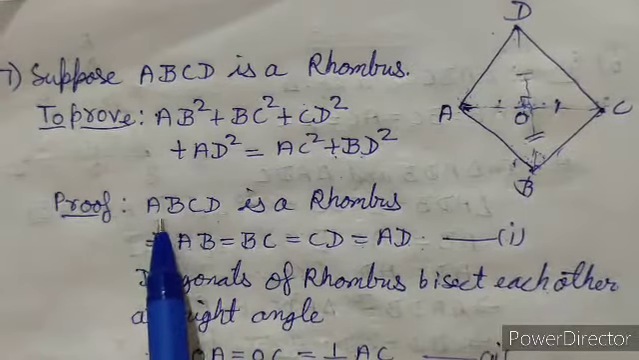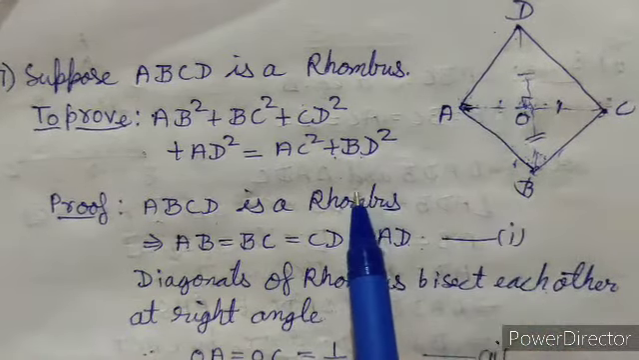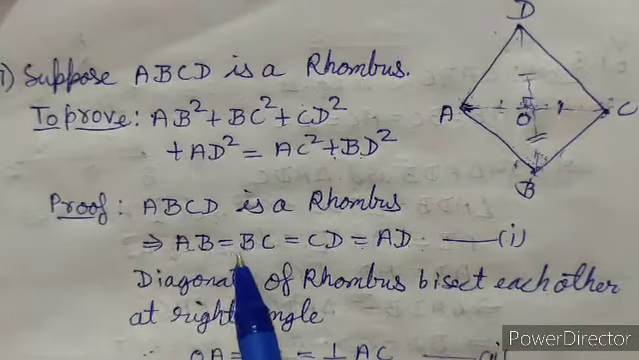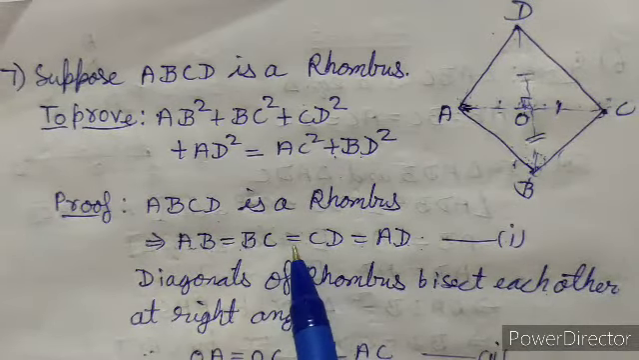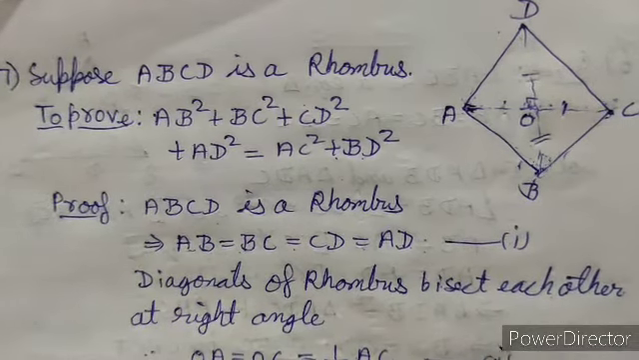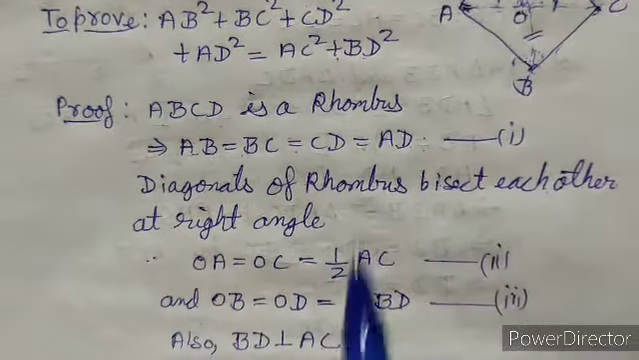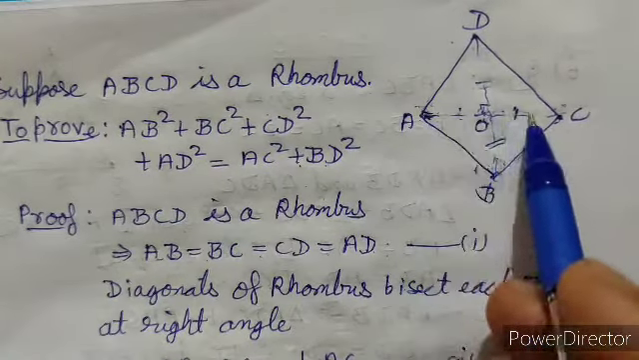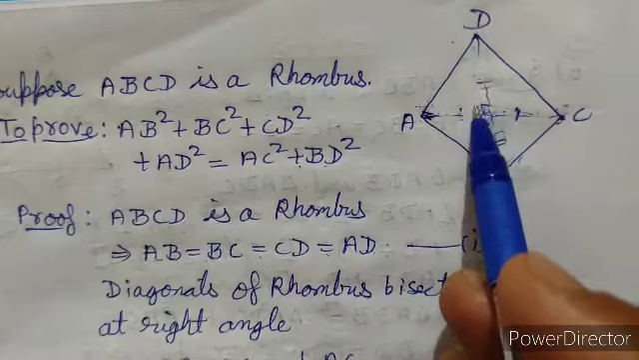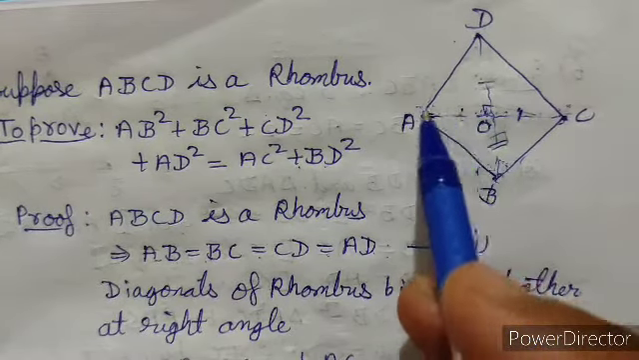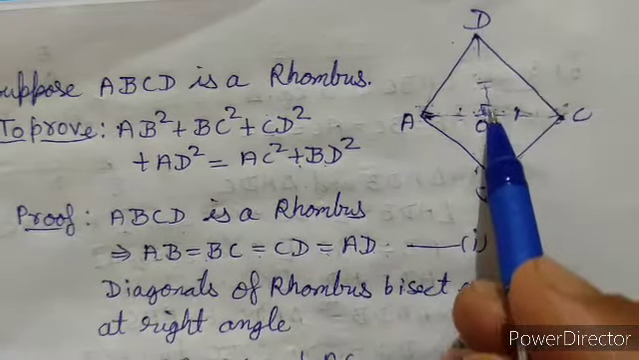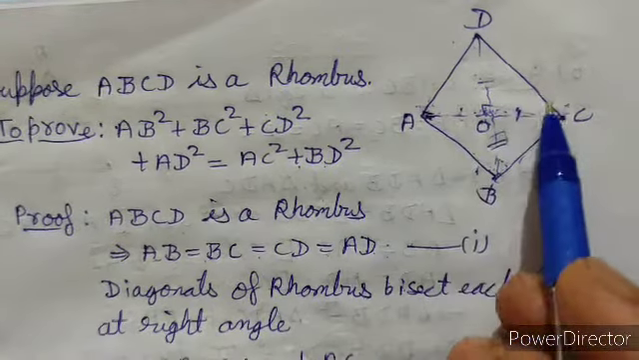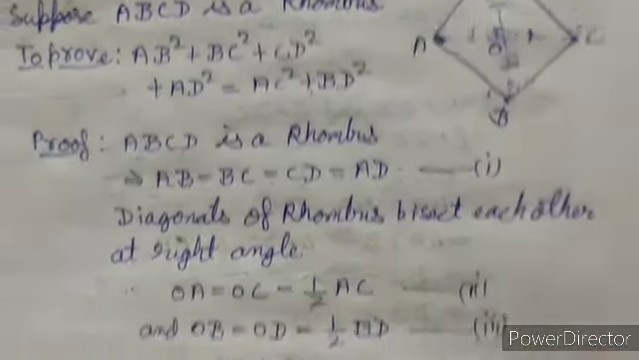Now as ABCD is a rhombus, as we know, the sides of a rhombus are equal. So AB will be equal to BC, equal to CD, equal to AD. This I have taken as equation first. Now, diagonals of a rhombus bisect each other at right angles. That means OA will be equal to OC and OB will be equal to OD. Also, AC will be perpendicular to BD.